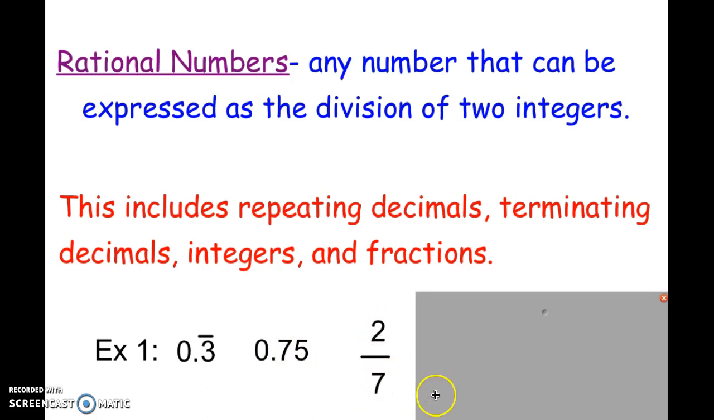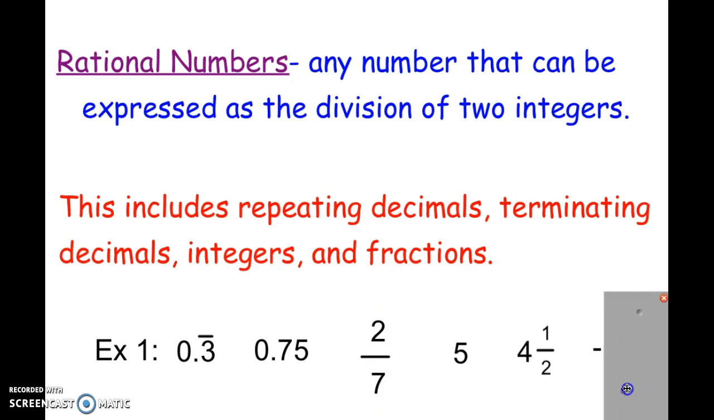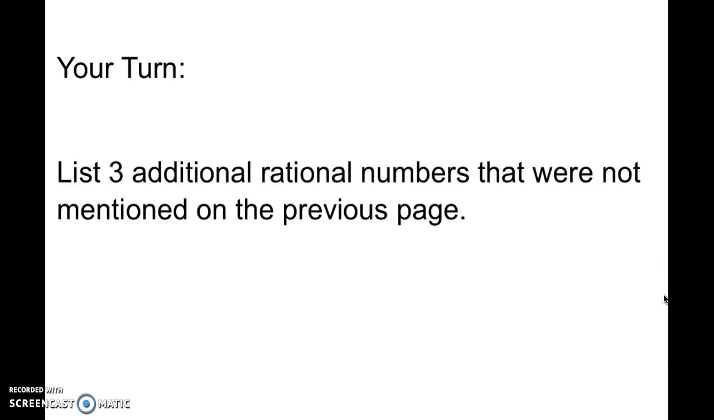2 sevenths, 5, and negative values fit into this as well. So I've got 4.5 and negative 11. Your turn. List 3 rational numbers that were not mentioned on the previous page. Since there are infinitely many rational numbers, I won't have a correct answer on this one, but we will be checking these tomorrow in class.